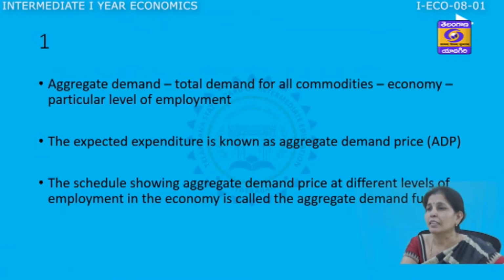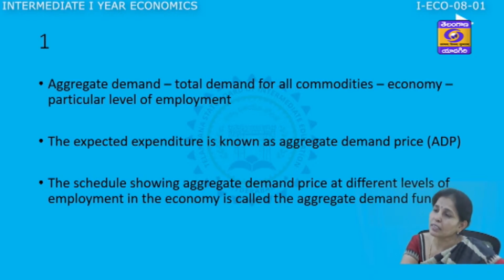Let us see what aggregate demand is. When I use this term, it means the total demand for all commodities in an economy at a particular level of employment. As the level of employment increases, the aggregate demand also increases, as more incomes are generated. The next one is aggregate demand price. This is the expected expenditure, known as aggregate demand price.